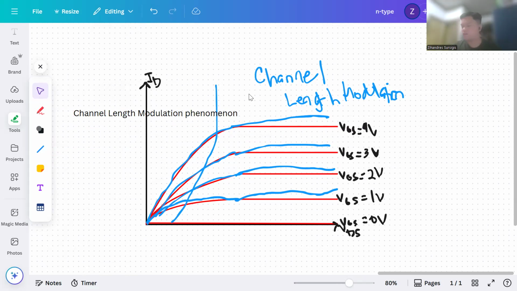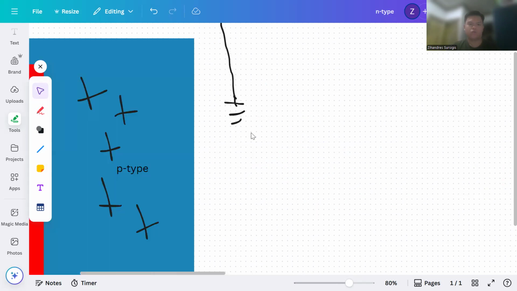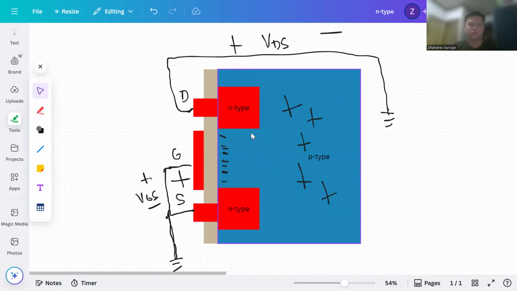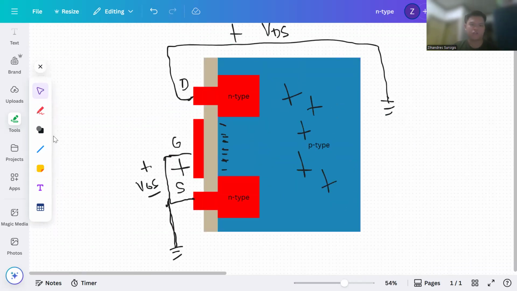We want to show mathematically what happens, why when VDS increases, there is a change in the value of the drain current. Okay? So, here, this is the inversion layer from earlier. The inversion layer.